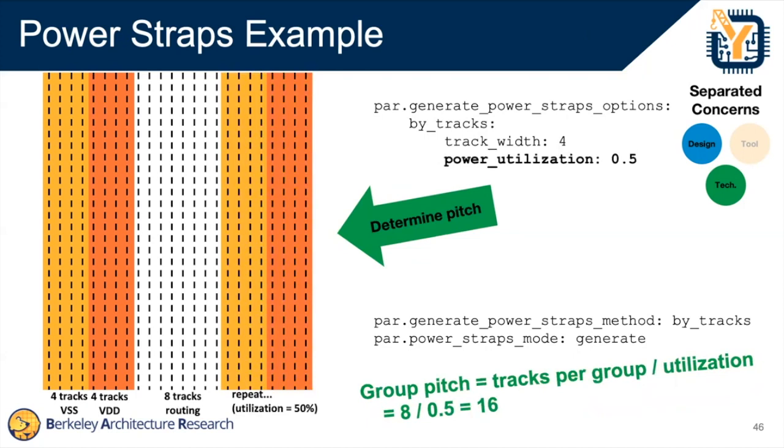Fine, then I can define the power utilization. So 0.5 here means that if I take my tracks per group, divide it by the utilization, then I get my group pitch. So that's the number of tracks in the middle of each group that are going to be used for routing.